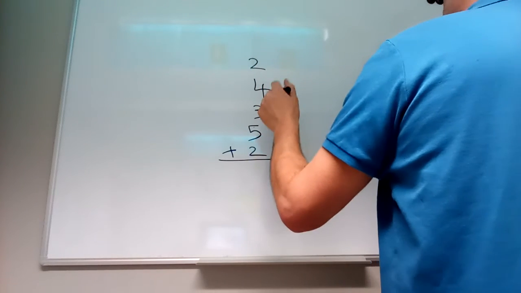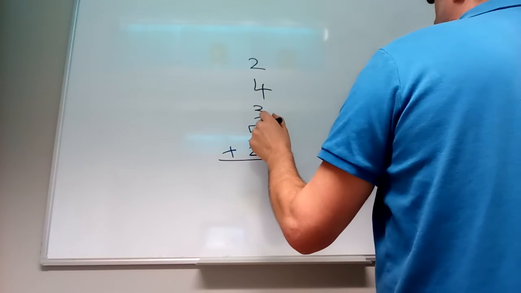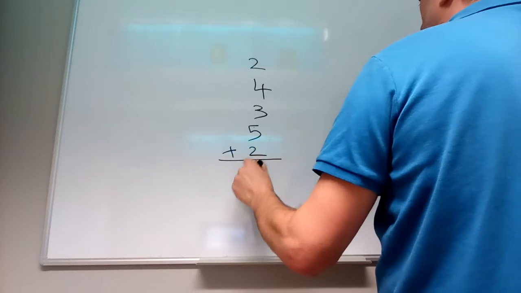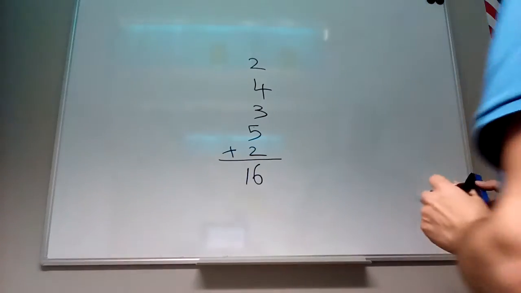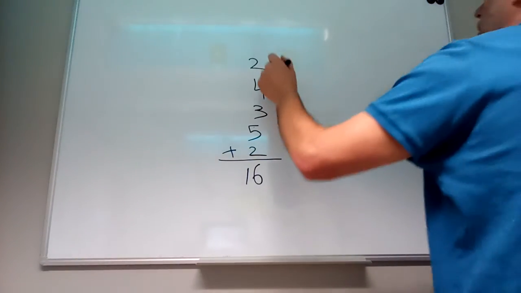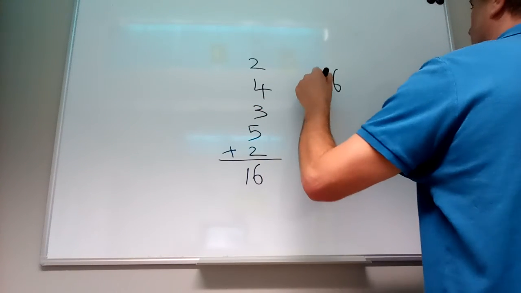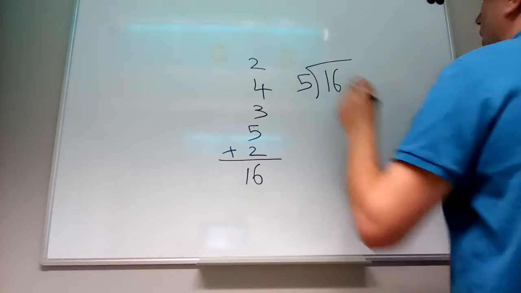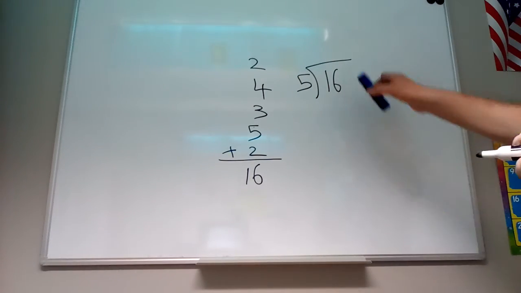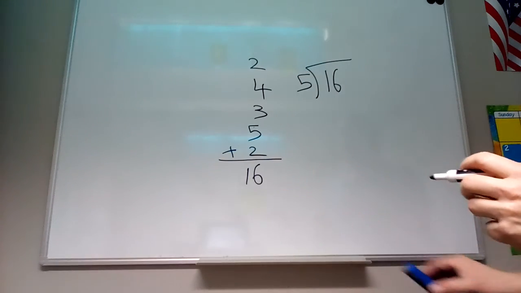2 plus 4 is 6, 7, 8, 9, 10, 11, 12, 13, 14, 15, 16. All that added together is 16. Now, what are we dividing that by? 1, 2, 3, 4, 5. You have 16 divided by 5. And whatever answer you come up with, that would be your average.